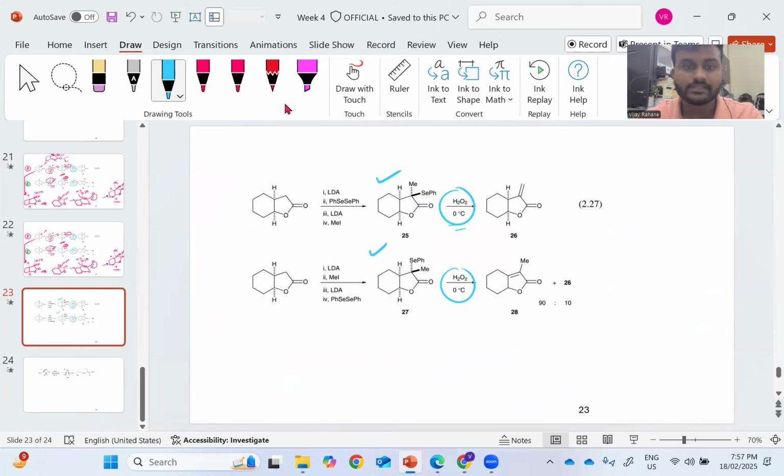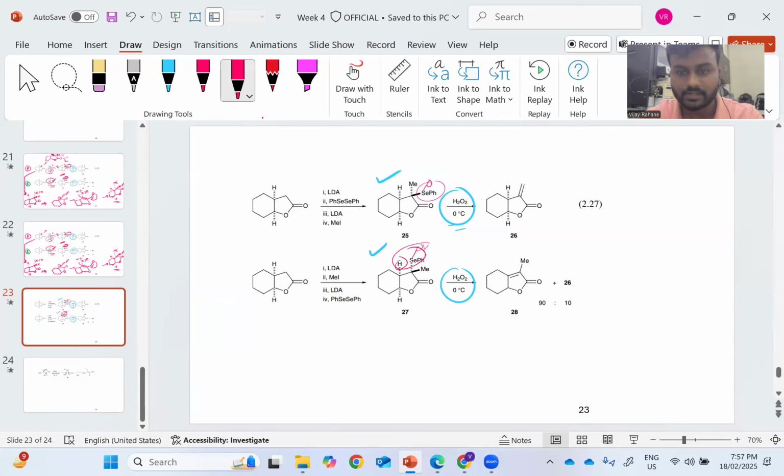And also the condition for the elimination is that this oxidized SePh, the Se=O, and the hydrogen should be on the same side. So in this case, what happens? The Se=O bond gets formed, right? So this SePh and this hydrogen are in the same plane.